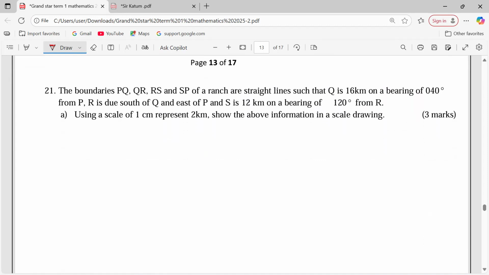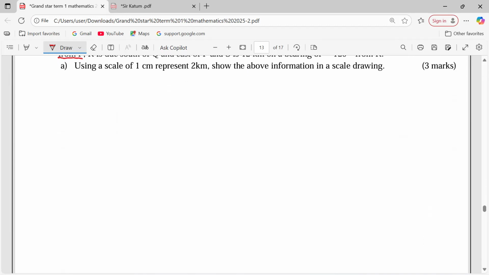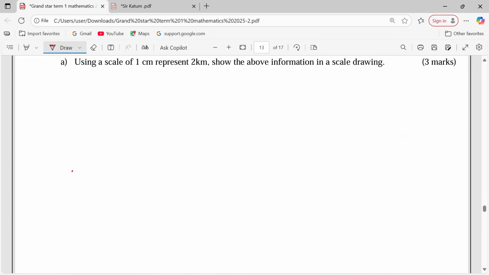We are told now, using a scale of 1 centimeter for 2 kilometers, to show the above information in a scale drawing. So we are supposed to begin from which point? The first instruction says Q is 16 on a bearing of 40 from P. So P becomes our initial point in this information. If it's our initial point, then we need to come up with P first. So this is our point P.